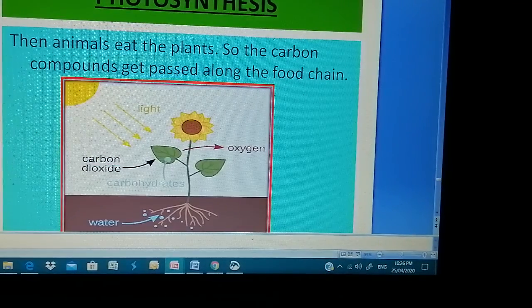You can see here. So what happens then? Animals eat these plants, so carbon compounds get passed along the food chain.